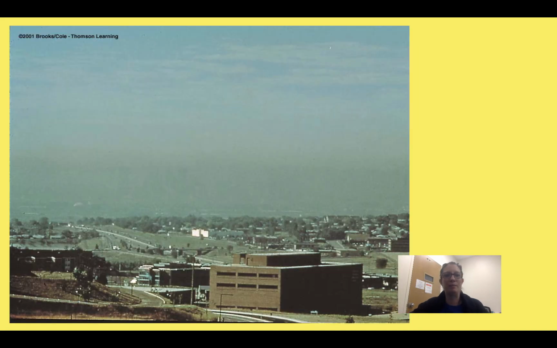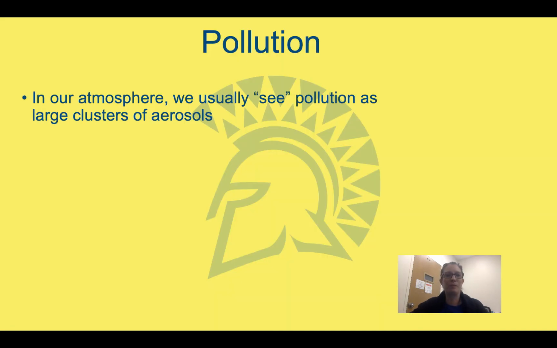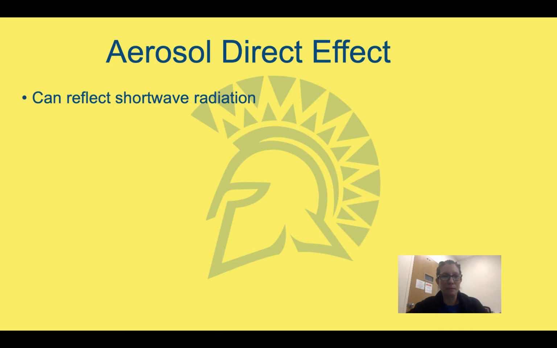Here's another one. Okay, so usually in our atmosphere we see pollution as large clusters of aerosols. When you go down to LA, I went up to the Hollywood sign, and you can really see that pollution down in LA. When you see it from afar, humans can't see greenhouse gases, but we can see the effect of pollution.